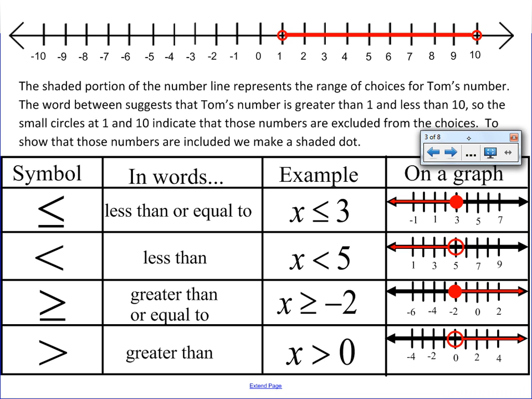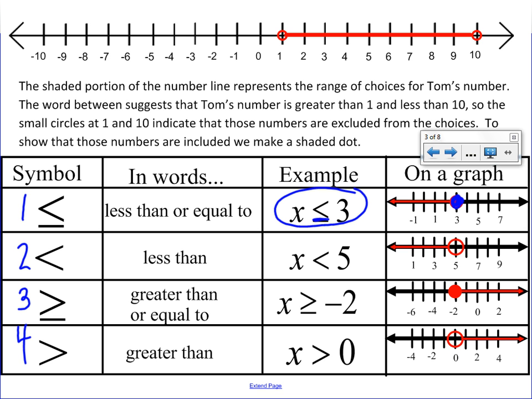So our symbols here, we have our first one, which is less than or equal to, our second one, which is less than, third one is greater than or equal to, and our fourth one is greater than. Which tells you how to read each of those. The example that we have, x is less than or equal to 3. First of all, we have a shaded circle because it has the equal to symbol.